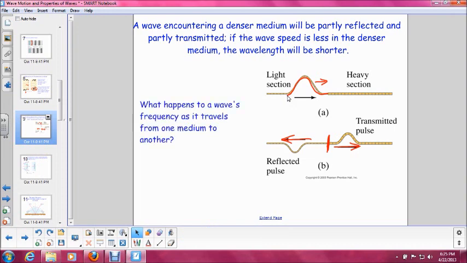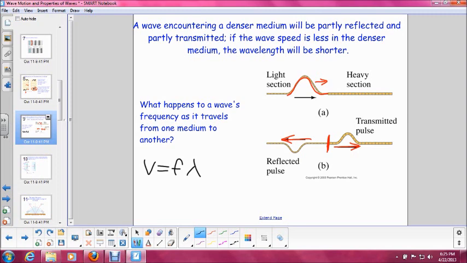Now, what happens to the wave's frequency as it travels from one medium to another? Well, let's think about this for a second. We know that for a wave, we can calculate the velocity by multiplying the frequency and the wavelength.